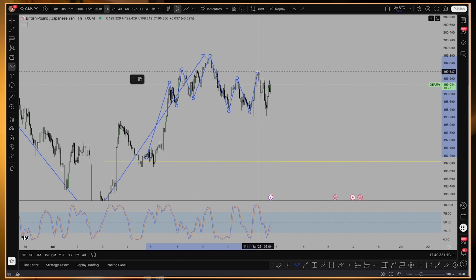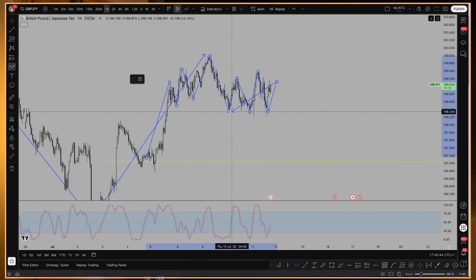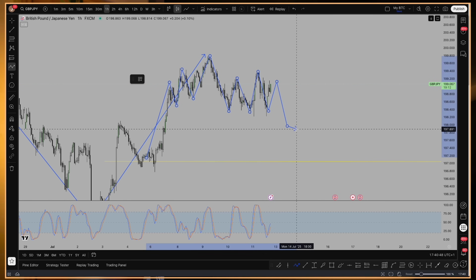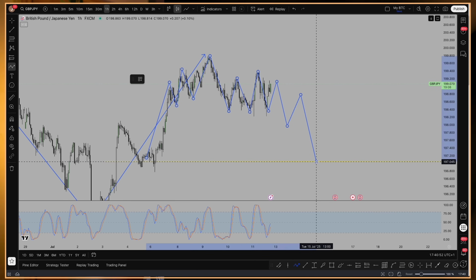It came up this way, right? Here, it still didn't break structure. I need it to break structure. So if this eventually breaks this structure, say this one comes down and breaks this structure, then I'll be looking for trades here to bring this trade down to this particular point.